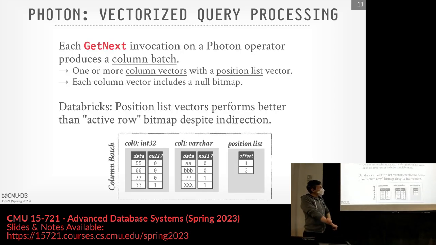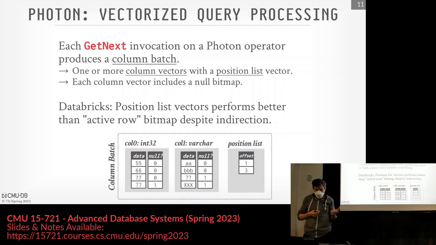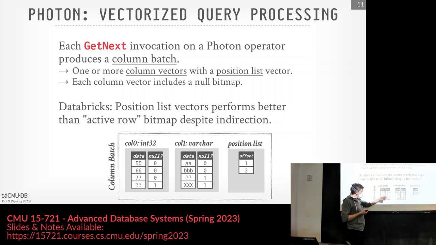All right, so every operator is going to support the getNext function, or next function. And then what they're going to produce, because it's vectorized query processing, is a vector or a batch of tuples. In this paper, they call them column batches. So a column batch is going to be one or more column vectors with a position list that tells you which offsets in the vectors are considered active.